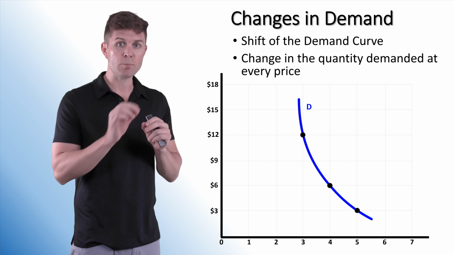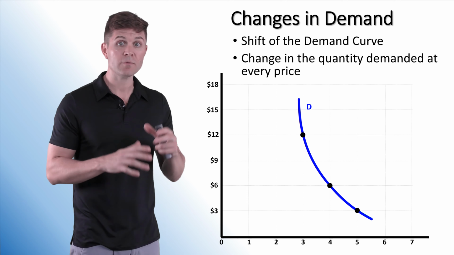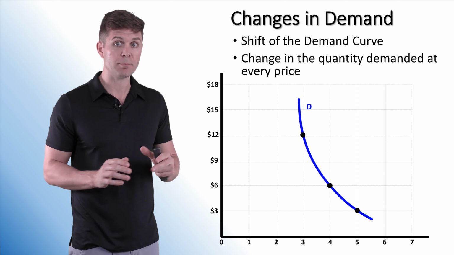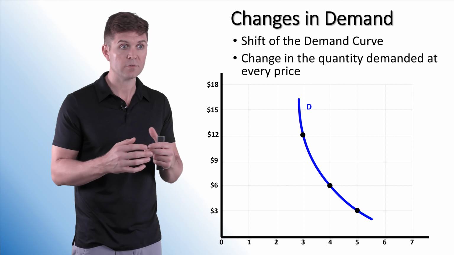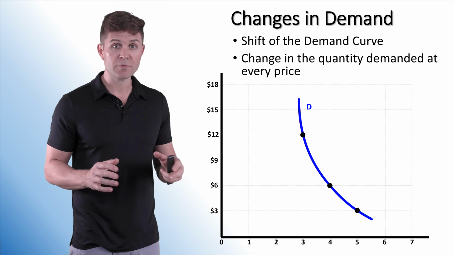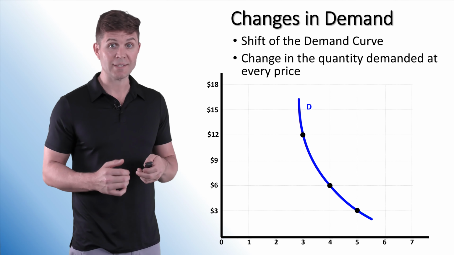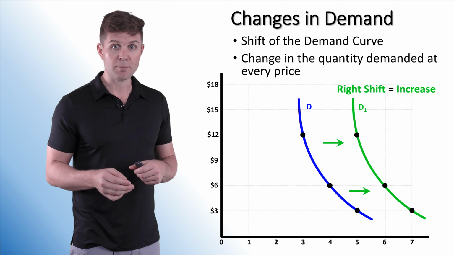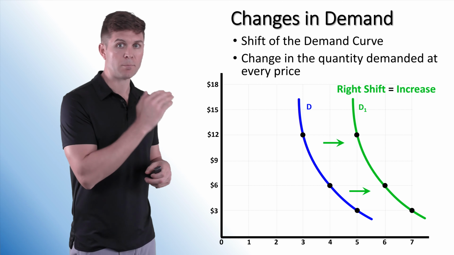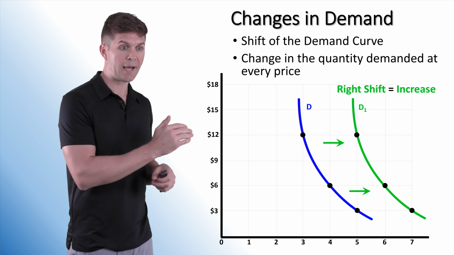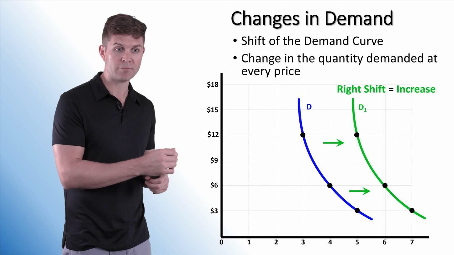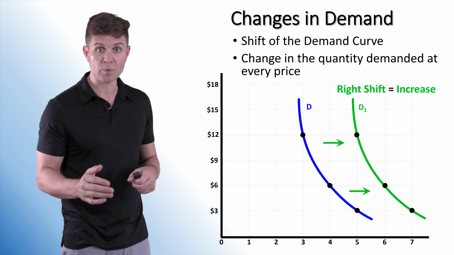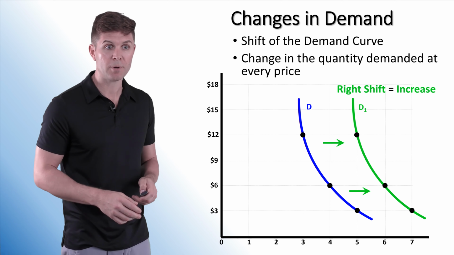So not only do we move from point to point on the demand curve as price changes, but the entire curve can shift based on a number of different determinants. A shift of the demand curve is either an increase or decrease in demand. If we shift to the right, that is an increase in demand. What this means is that we are buying more at every price level. Instead of buying 3 at $12, we are now buying 5. Instead of buying 5 at $3, we are now buying 7. We've increased at every price level in the market.